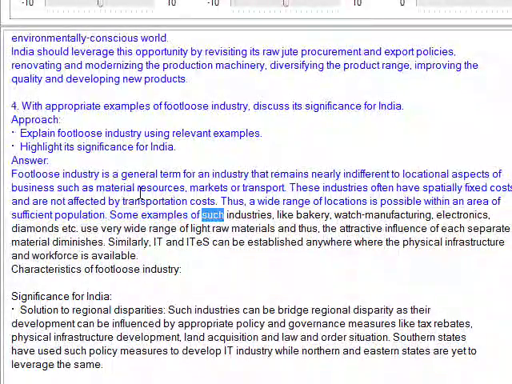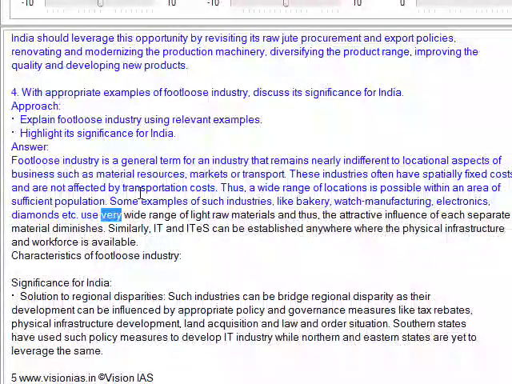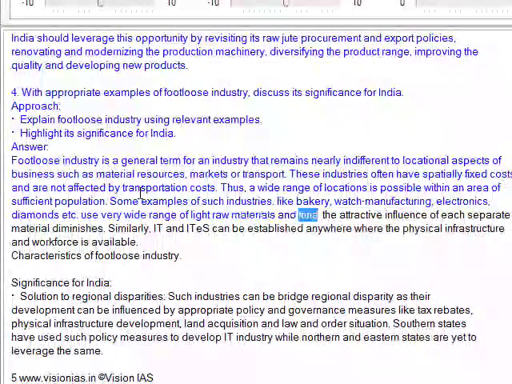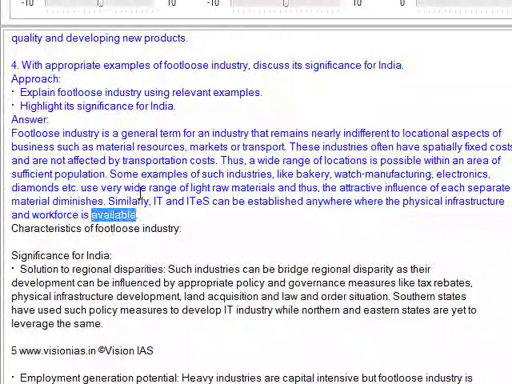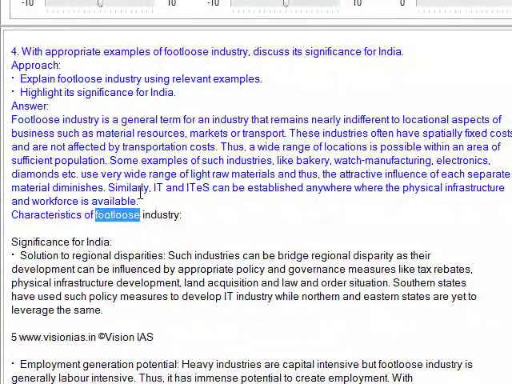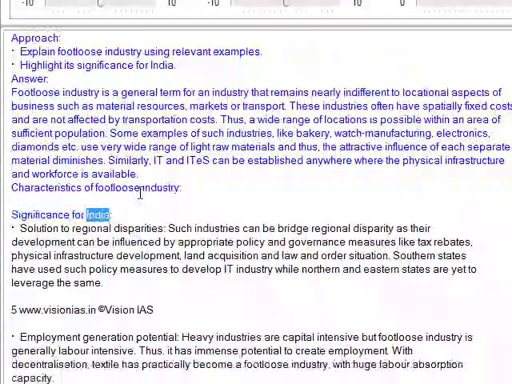Some examples of such industries, like bakery, watch manufacturing, electronics, diamonds, etc., use a very wide range of light raw materials, and thus the attractive influence of each separate material diminishes. Similarly, IT industries can be established anywhere where the physical infrastructure and workforce are available. Characteristics of Footloose Industry. Significance for India.